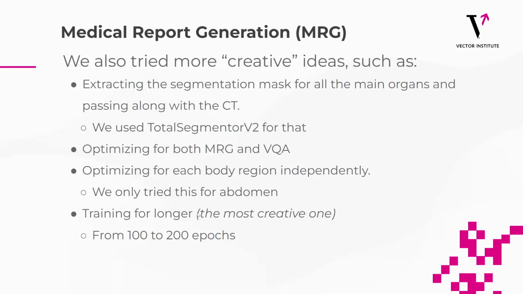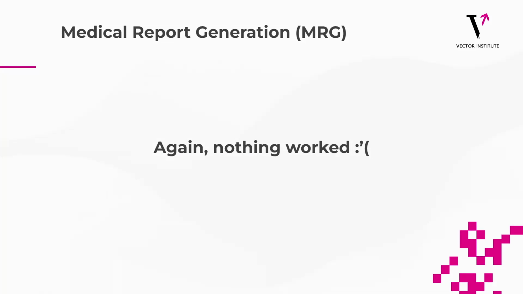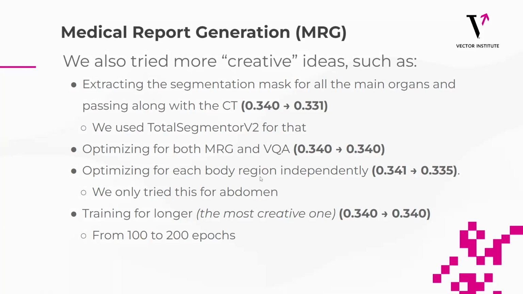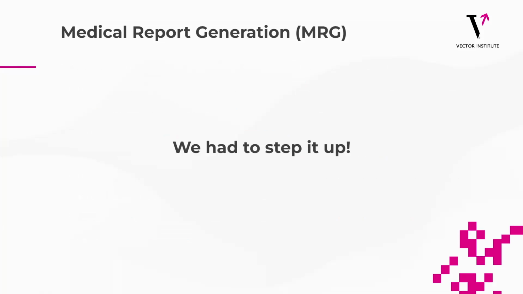Our most creative idea was just to train longer. We trained from 100 epochs to 200. Also, none of these ideas worked. You can see the scores, there's also less than 1% difference in green. So nothing really works. So we said, okay, let's step it up.